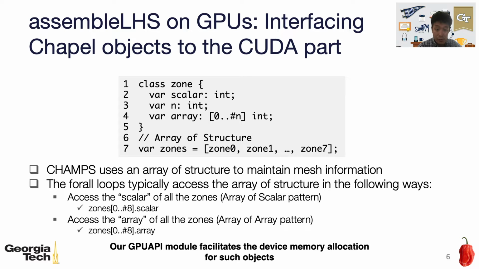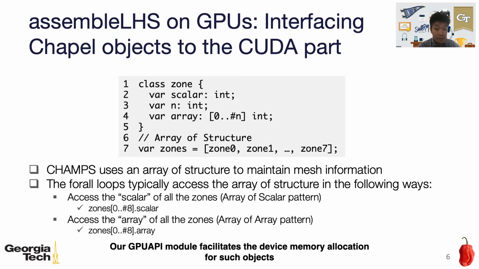So one of the most challenging problems in preparing our CUDA version was interfacing Chapel objects to the CUDA part, because CHAMPS is implemented in an object-oriented way. But in the CUDA part, it is typically convenient for us to use an array of primitive types. So we had to do some sort of serialization so the CUDA part can handle CHAMPS data easily.